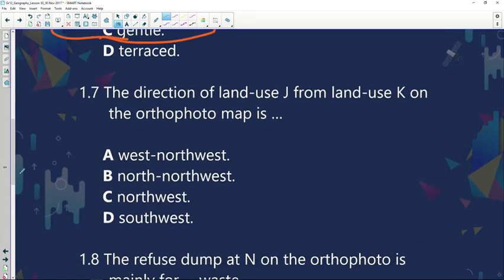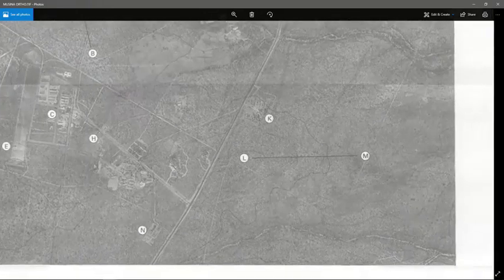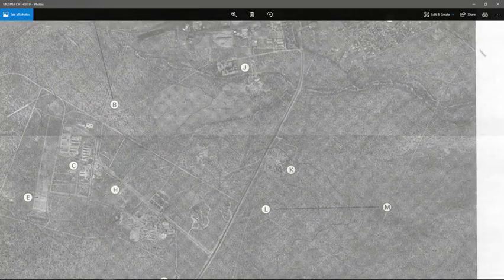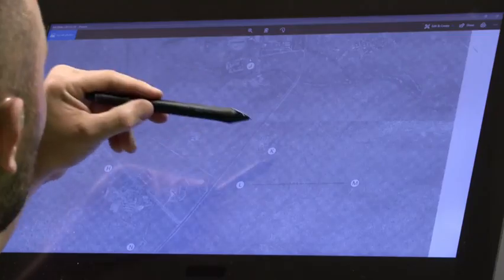The direction of land use J from land use K on the orthophoto map. So you need to determine from K to J. Don't get confused. Look at the keyword over there. Now let's quickly go and have a look at the orthophoto map. So the direction of land use J, land use K, there's K, and let's see where's J. What is it? From K to J will be northwest.